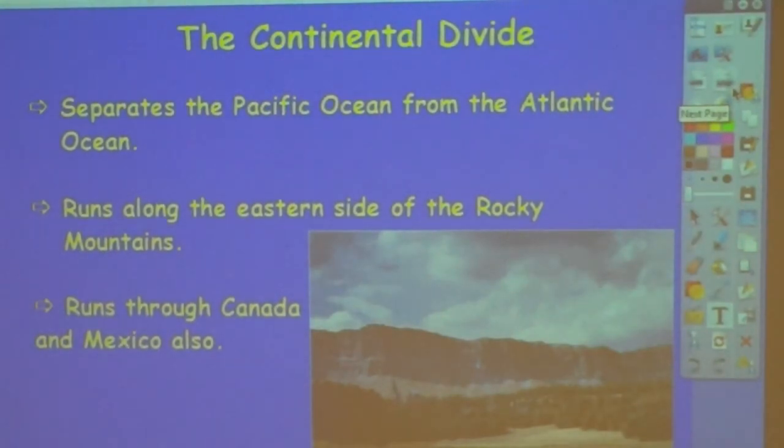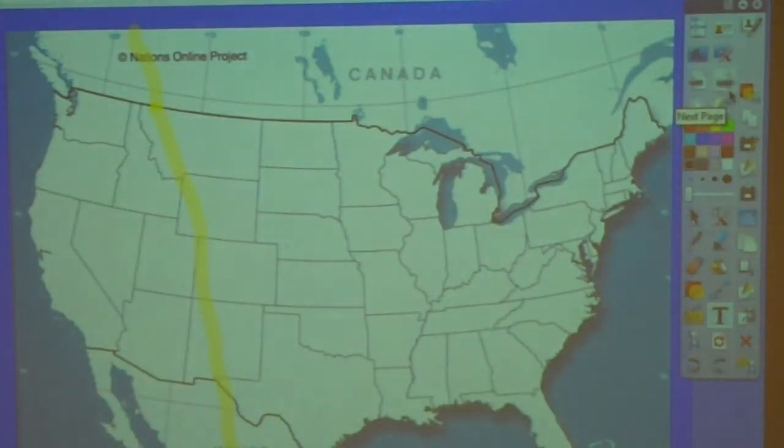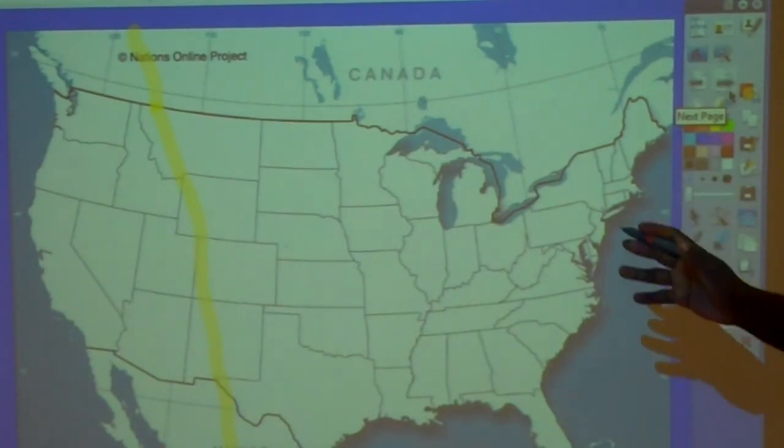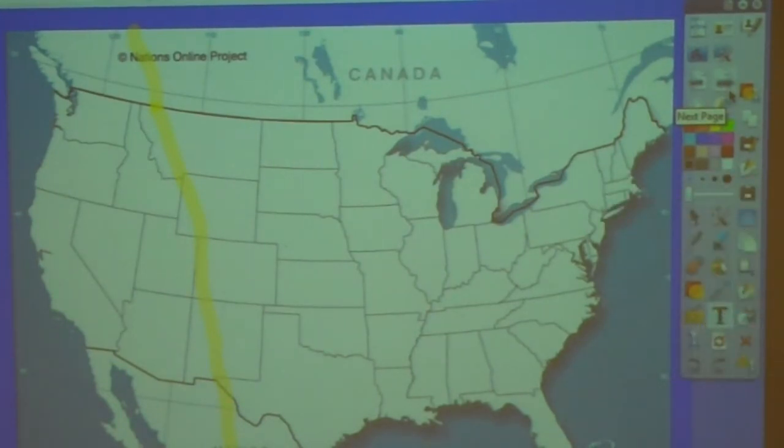Next vocabulary word is the Continental Divide. The Continental Divide is an imaginary line. It's a north-south line of elevated land that separates the 2 watersheds of the United States. And those 2 watersheds are the Pacific Ocean and the Atlantic Ocean. This is a picture of where the Continental Divide will probably be. Continental Divide.